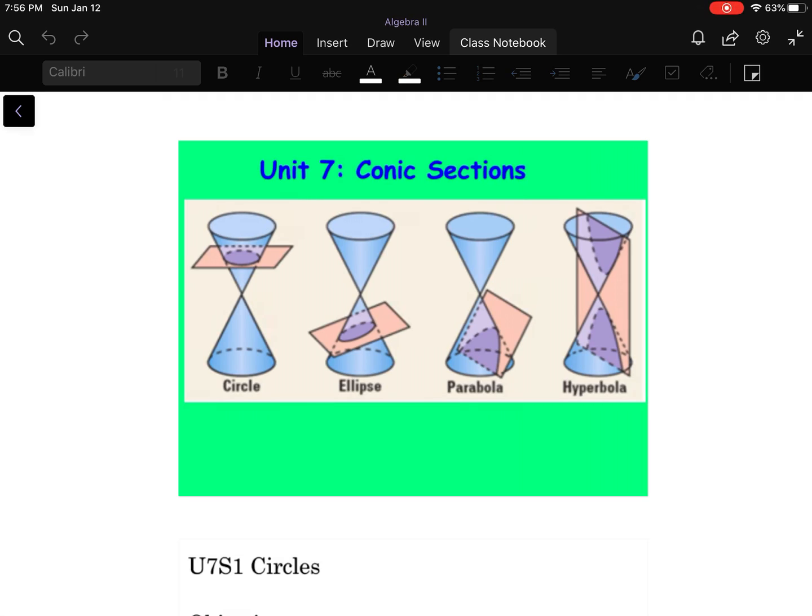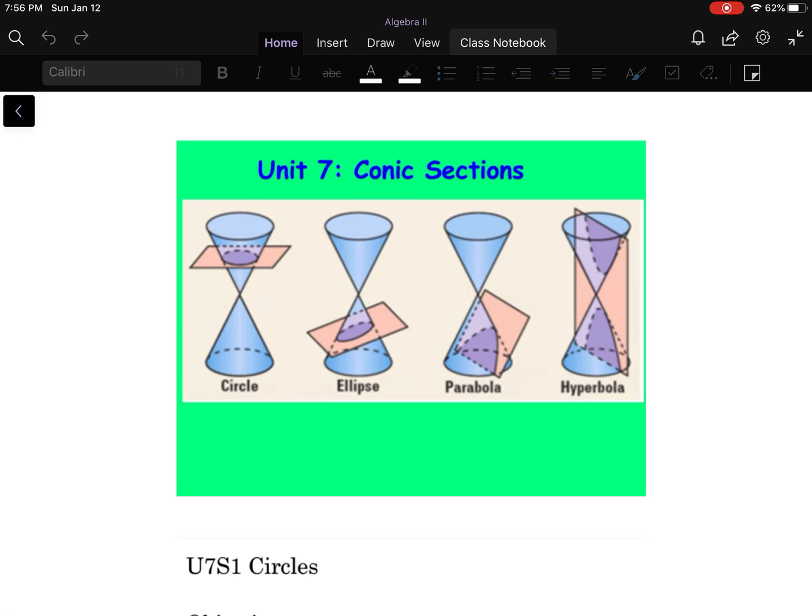Okay. Unit 7 is about conic sections, and you will see this picture multiple times. You take two cones and attach them at their vertices, or tops. You can take a two-dimensional shape, a sheet of paper, and make a cross-section. Depending on how that piece of paper goes into your conic, you get a different graph. The first one we're going to talk about is a circle.